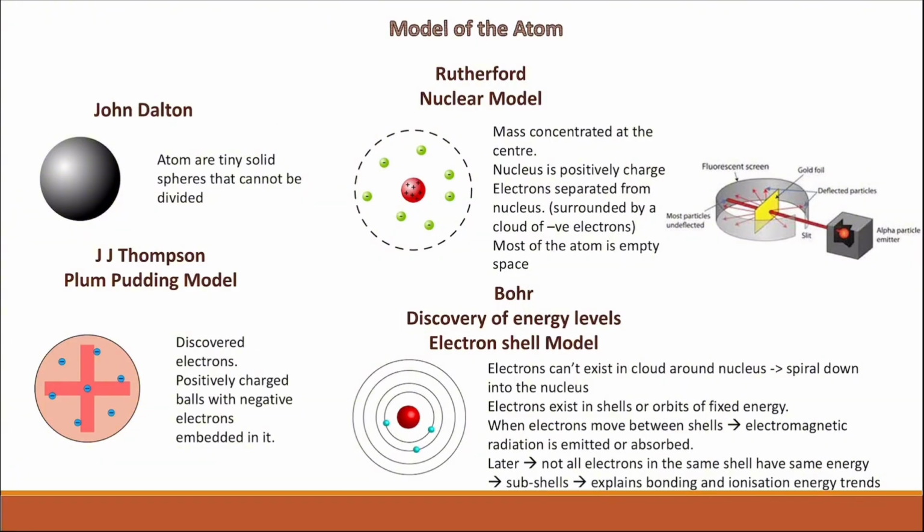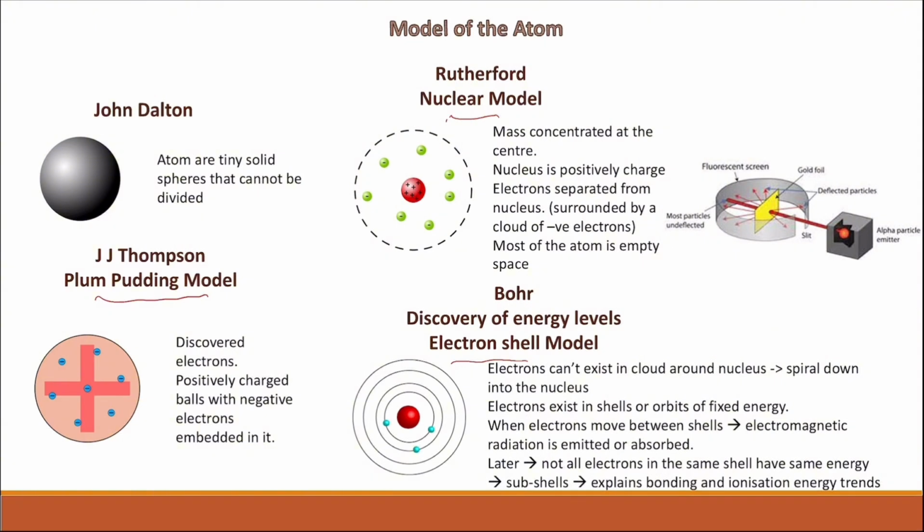The model of the atom may come up in the exam from year to year. It's not in every single exam. What you need to know is the comparison between the three models: the Plum-Pudding model by J.J. Thomson, the nuclear model by Rutherford, and the Bohr model, the electron shell model. With the Plum-Pudding model, J.J. Thomson discovered the electrons, and he described the atom as a positively charged ball with negative electrons embedded in it. Rutherford later discovered the nucleus and that the nucleus has a positive charge.